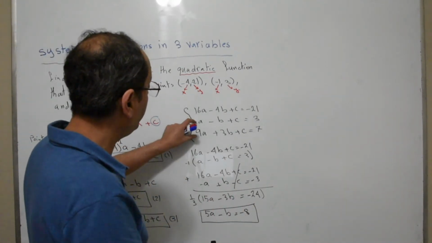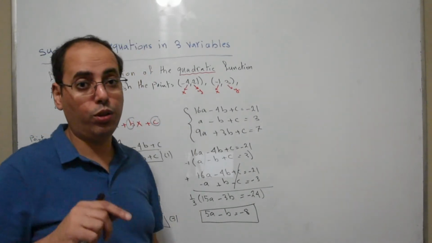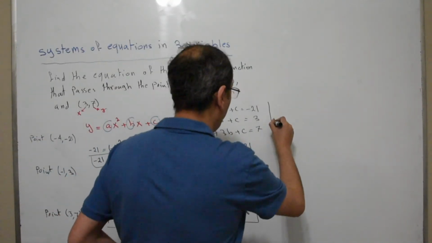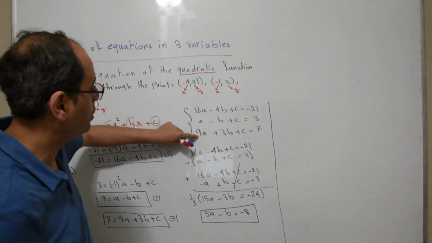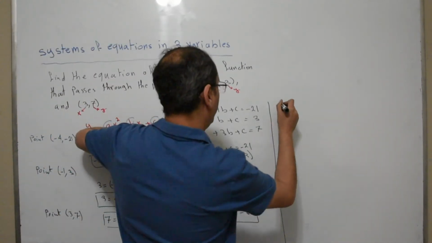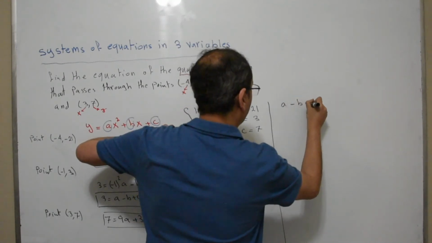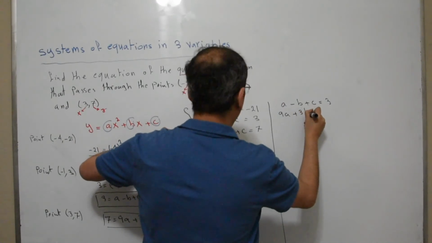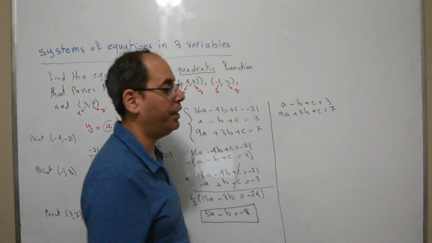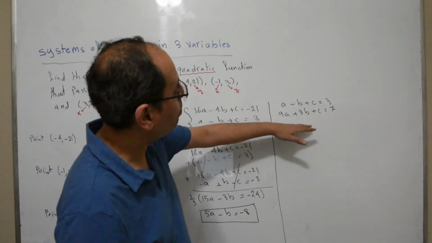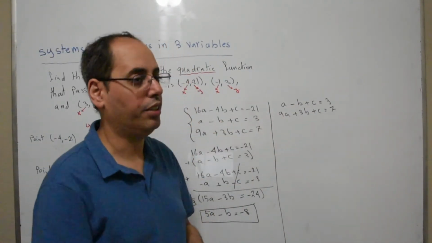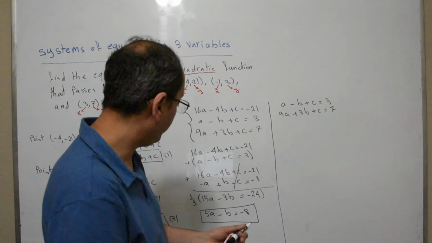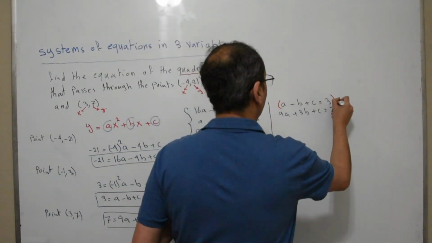Let's do, I need to choose another pair and solve for c. Okay, let's do that. I'm going to choose the second and the third one. I write it down here. a minus b plus c is 3, and I have 9a plus 3b plus c equals 7. Okay, tell me, which one do you want to multiply by negative? Because I need negative c here. So which one do you want? I think the first one is easier. So I'm going to multiply the first one by negative 1.